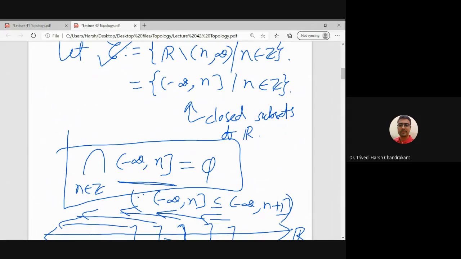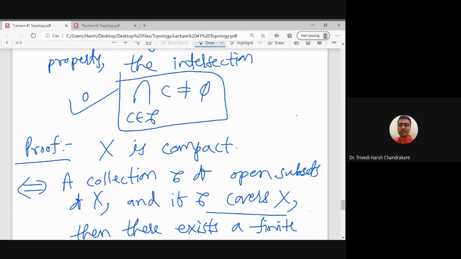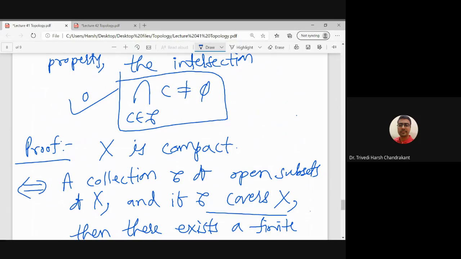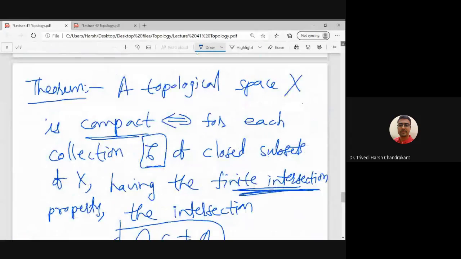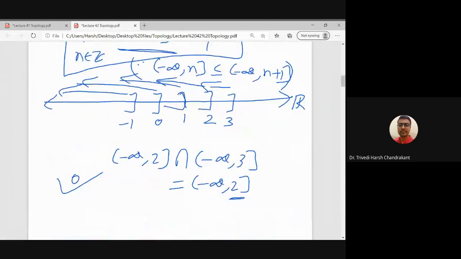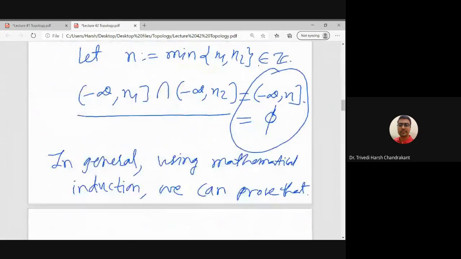So that means this particular conclusion of the theorem is not satisfied. That means X is not compact in this particular example. So using this theorem, we again prove that R is not compact.